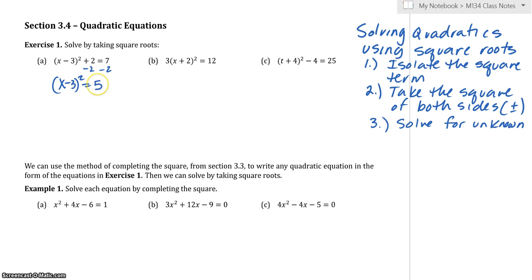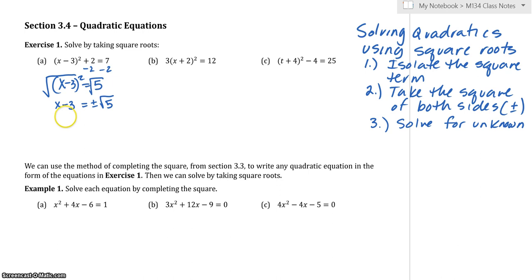And then step 2, I'm going to take the square root of both sides. When you take the square root of both sides, the left side, something squared, square root, is just the inside. The right side is the square root of 5. And what I mean by this little plus or minus is you always have to add a plus or minus to one side. We saw that before.